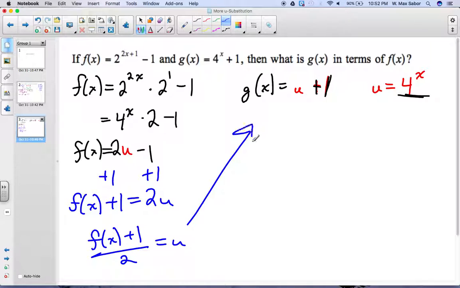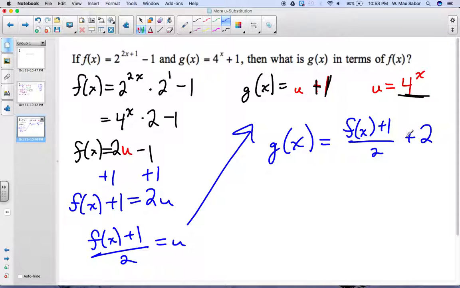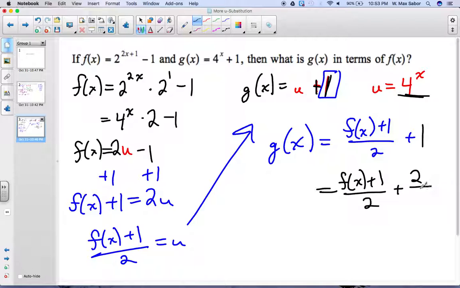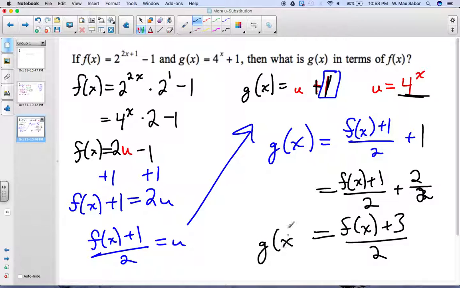And now we can substitute it into the other equation. g of x equals, u is (f of x plus 1) over 2, plus 1. And now we can combine like terms, get a common denominator. That common denominator is 2. Now we add the numerators. So (f of x plus 3) over 2 equals g of x.